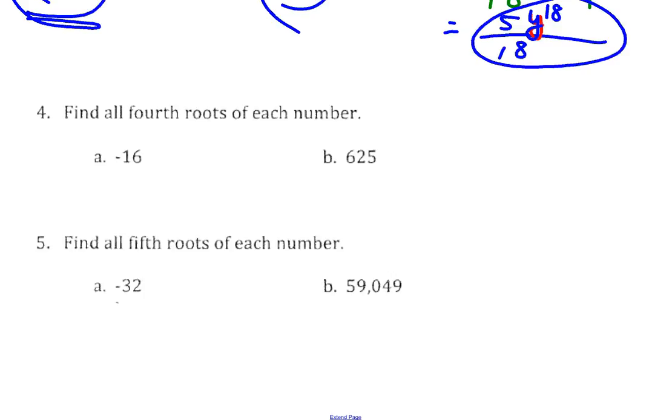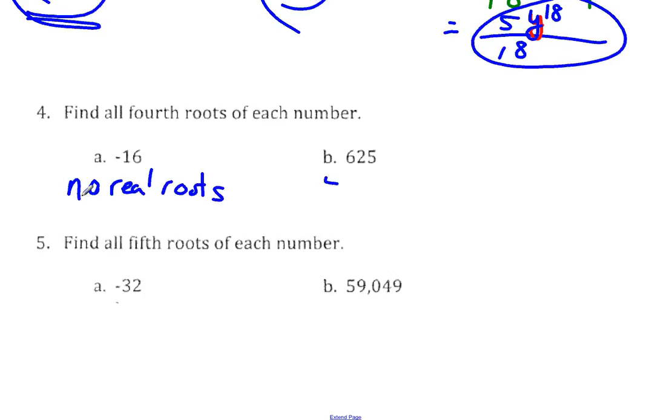Okay, moving on to number 4. It says 4th root, negative 16. You cannot even root a negative. So it's the second root, which is the square root, 4th root, 6th root, 8th root. You can't do that and get real roots. So this has no real roots.